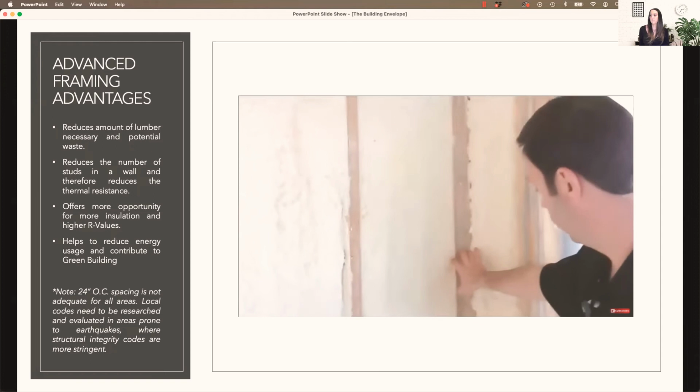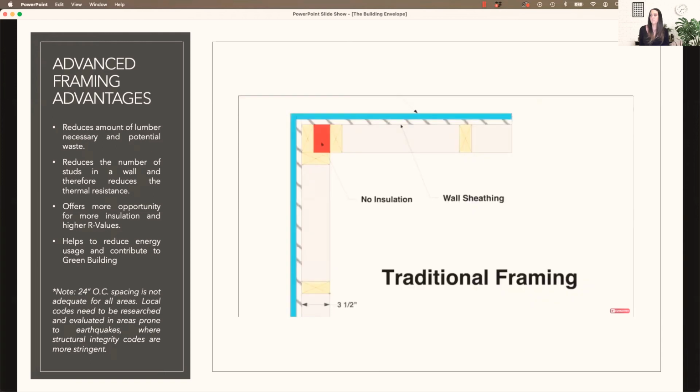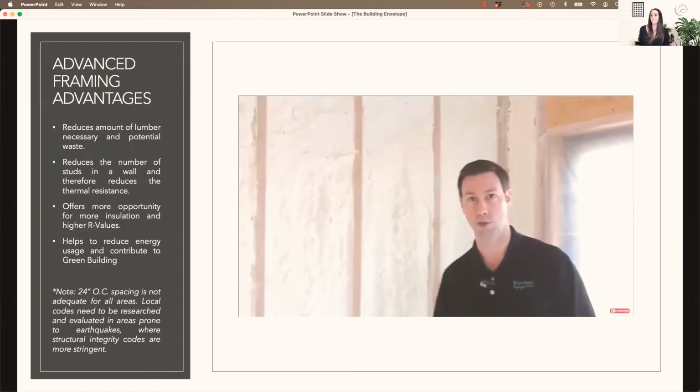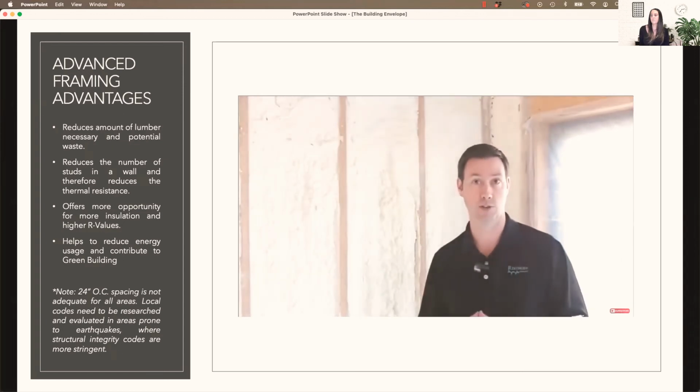But really, with a 3-stud corner like this, we have basically no insulation in that corner. Now, my spray foam contractor has drilled these and tried to add some insulation there, and we've also done some rigid foam on this project to help with that. But I wanted to show you what standard framing looks like and some of the issues that you come across when you're framing fairly standardly.